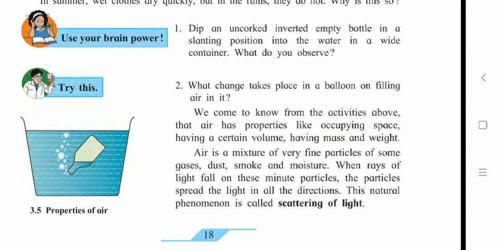Student, you may observe early in the morning in your house from the window, if sun rays are coming directly inside your home, you can see in that focus of light a lot of particles available, and they are going from one place to another in air. It shows air is a mixture of very fine particles of some gases, dust, smoke and moisture.